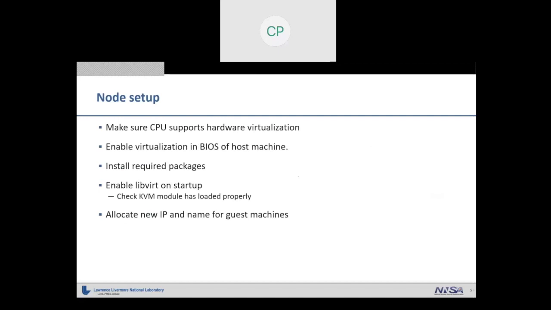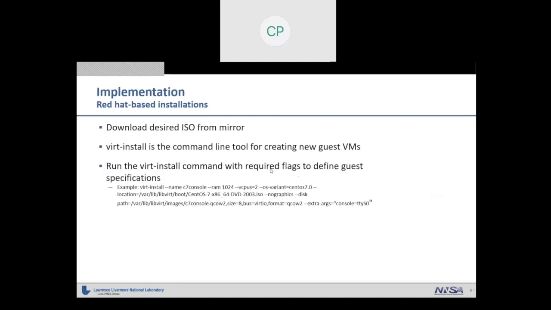After the packages are in place, there are a few more steps to make sure the node is set up properly. We need to enable libvirt on startup and check to see if the KVM module has loaded properly. Once that's confirmed, the last thing to do is allocate new IP addresses and names for the guest VMs that are going to be created. This is done by editing the etc hosts file in the management node of the cluster, and then doing the same thing in the hosts file of the node that will be hosting the guests. After these tasks are complete, the node is set up to create guest machines.